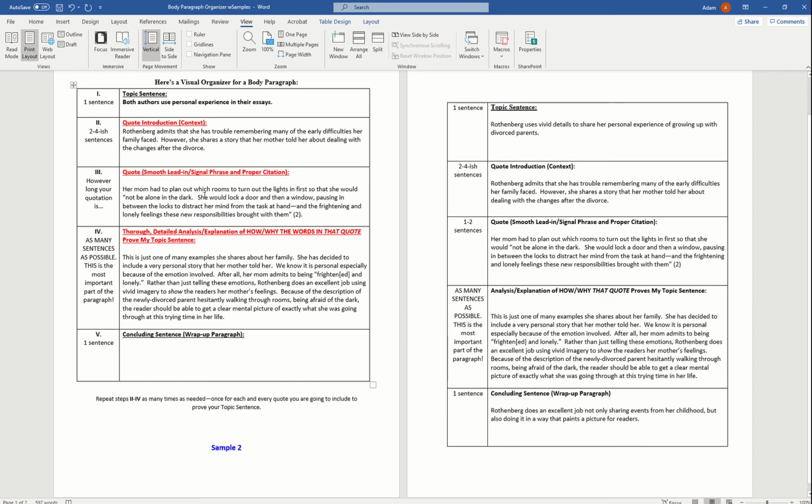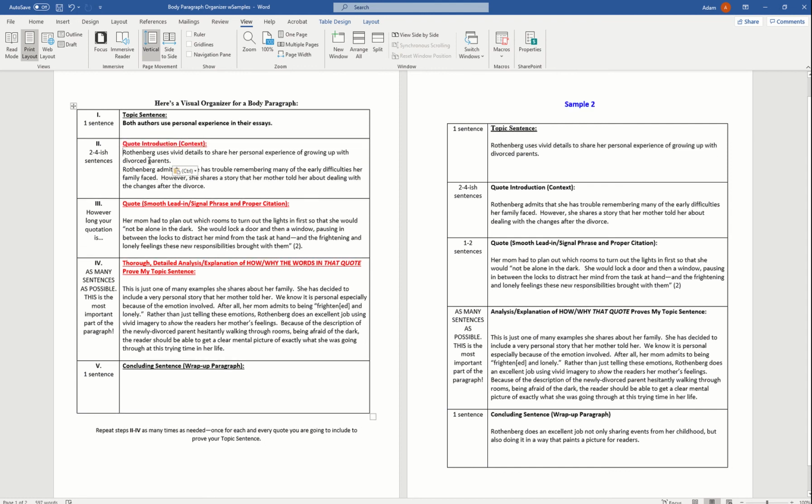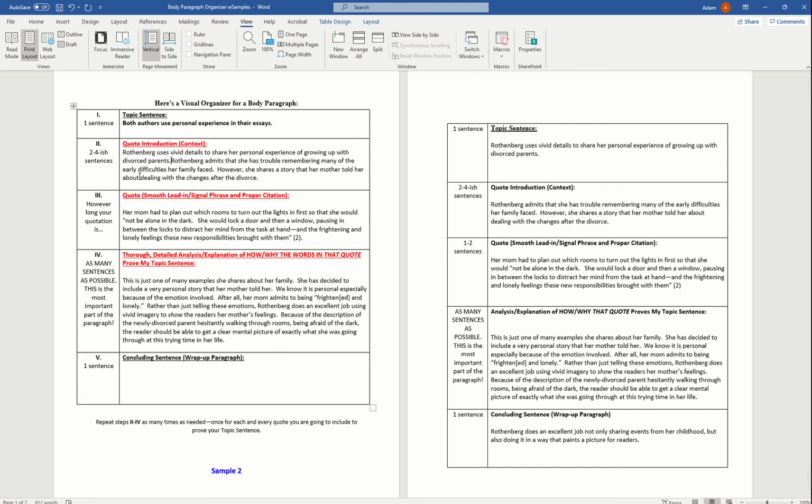But this quote, I am saying this is evidence right here. This is the evidence I'm using. This is evidence that both authors use personal experience in their essays. Okay, and I'm saying Rothenberg used vivid details to share her personal experience with divorced parents. I could have put that right there. So this is an example of her using vivid details to share personal experience.